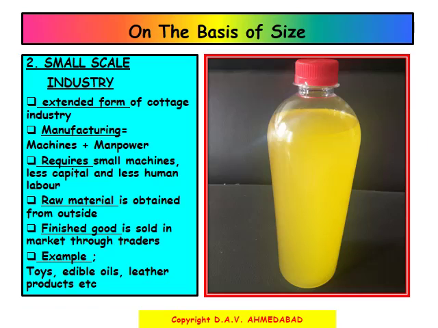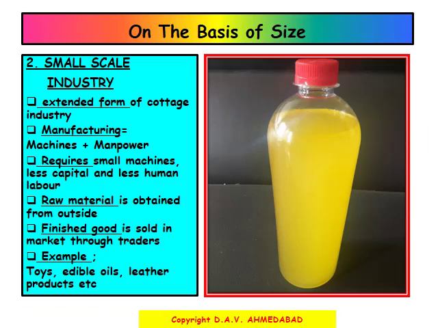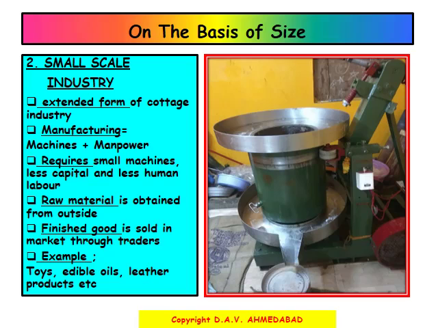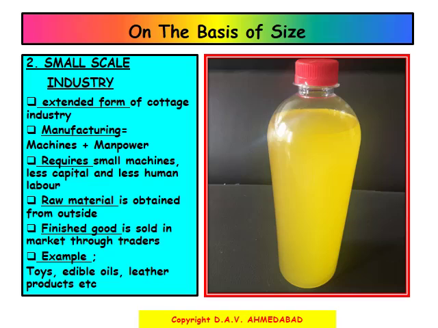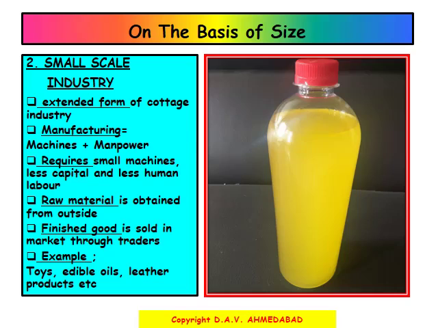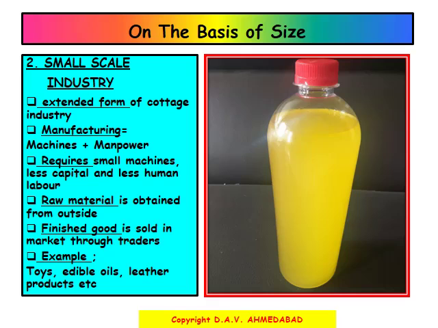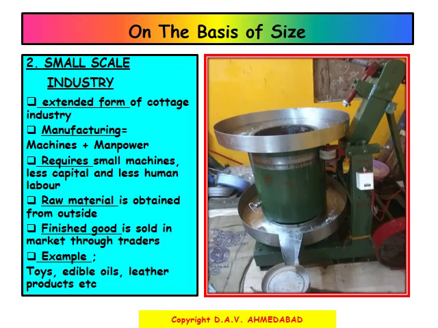Industries on the basis of size. Second, small scale industry. The small scale industry is an extended form of cottage industry. The manufacturing is a combination of machines plus manpower. It requires small machines, less capital and less human labor. Raw material is basically obtained from outside, which is market. The finished good is sold in market through traders, for example, toys, edible oils, leather products, etc.